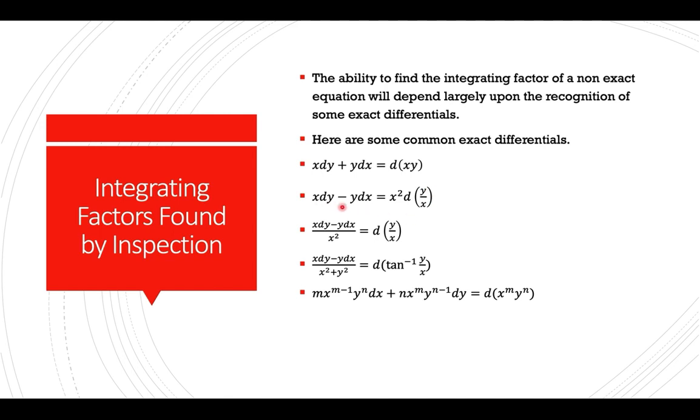Since we don't have x squared here, we have to multiply by x squared as a correction factor. Or if you have x dy minus y dx over x squared, that is simply the derivative of y over x. This exact differential is the derivative of arc tangent of y over x. And for a combination of powers of x and y, you get the derivative of x raised to m, y raised to n.